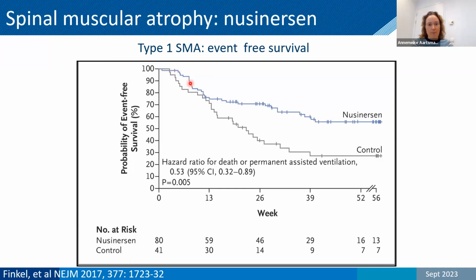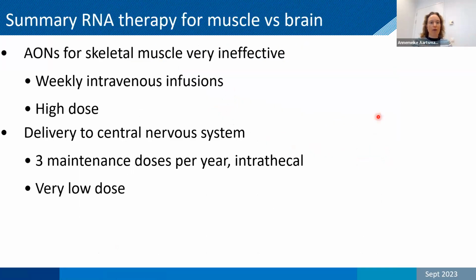And what you see is that when patients got the controlled treatment, over 70% of patients were either on permanent ventilation or had died, while a much larger group of patients survived when they had the nusinersen treatment. These patients were treated when they already were symptomatic. We know now if you treat pre-symptomatically, the response is better, or even better, I would say. So what this shows is that if you want to target muscle, you need weekly intravenous injections at a very high dose. If you want to treat the central nervous system, you can do intrathecal delivery with very low doses, and you need to do this 3 times per year.